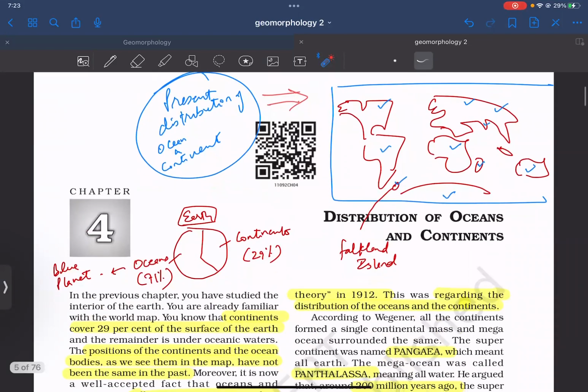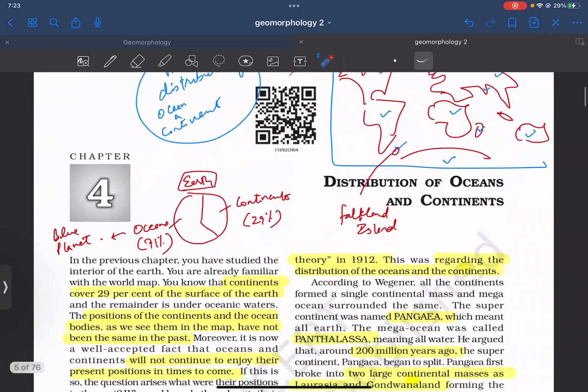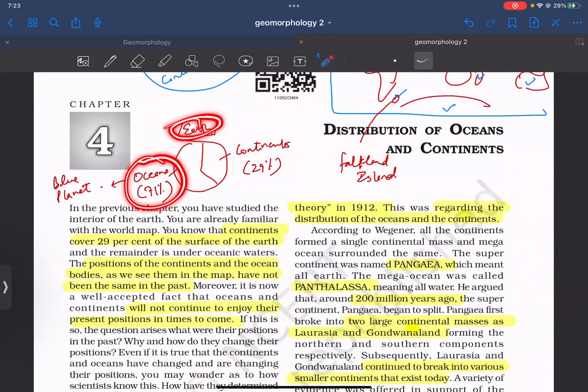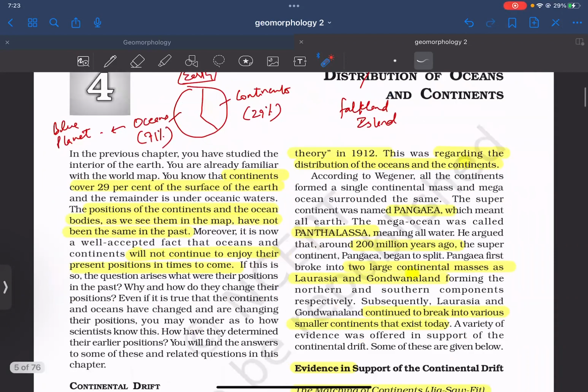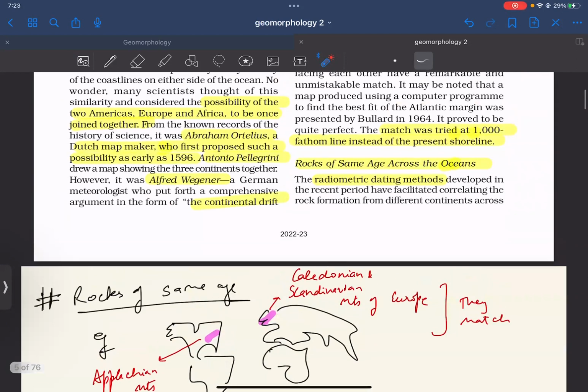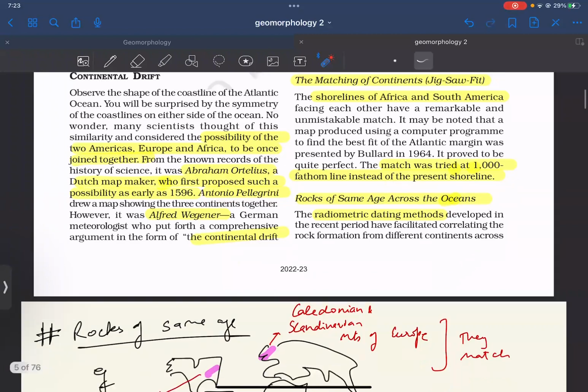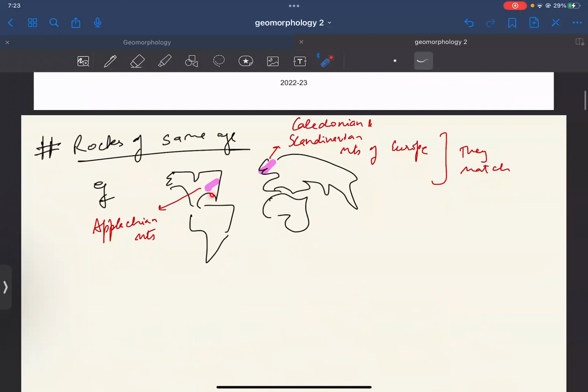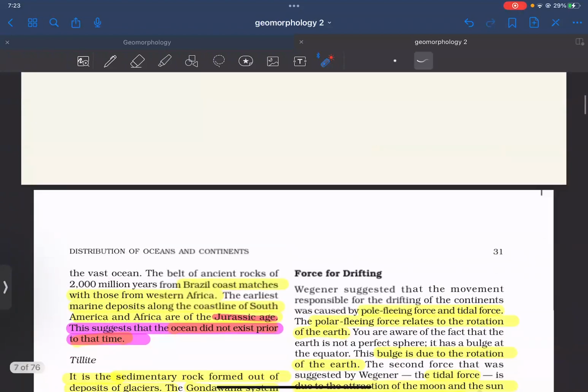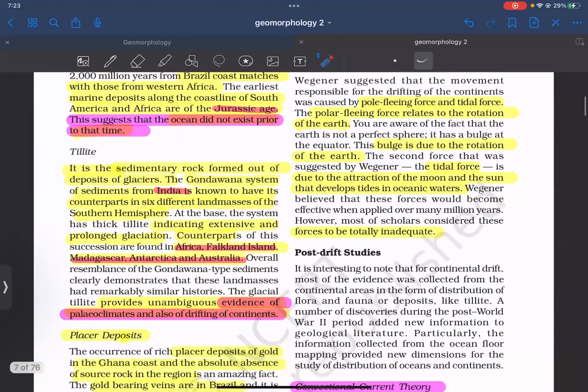I told you about Falkland Island also, right? Yes, Earth we studied about, ocean 71%, continents 29%, and that's why Earth is known as the blue planet. Then initially, this jigsaw fit of Europe and Africa was given by Abraham Ortelius, then Antonio Pellegrini. Just basic names. Even if you don't remember, no worries, because UPSC is not asking questions from here. All right. Appalachian and Caledonian Scandinavian mountains of Europe, they match, rocks of the same age, right? All right.